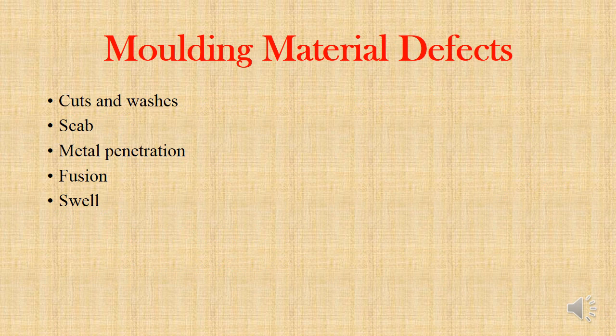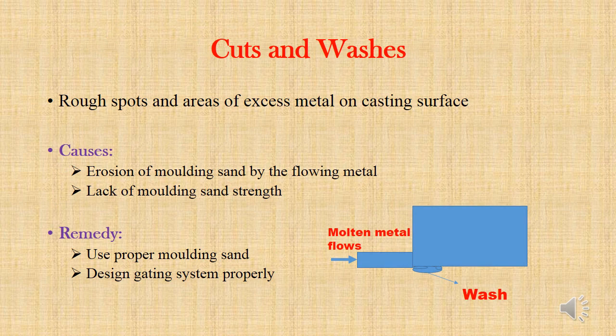Molding material defects include cuts and washes, scab, metal penetration, fusion, and swell. We will see them in detail. Cut and wash is a defect which gives rough spots and areas of excess metal on the casting surface. This is caused by the erosion of molding sand by the flowing molten metal. Lack of molding sand strength is also a cause. The remedy for this is using proper molding sand and designing the gating system properly.